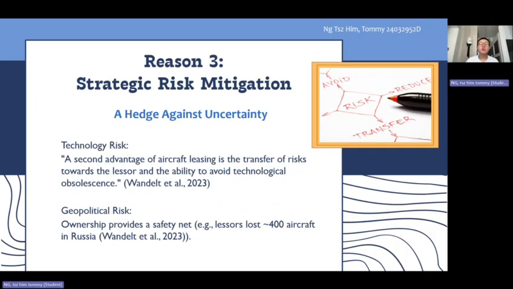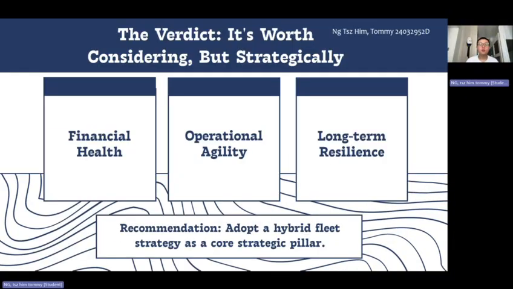Third is risk mitigation. Leasing reduces the risk of technology becoming outdated, which falls to the lessor. However, owning some planes protects you from other risks, like when a lessor lost hundreds of aircraft due to sanctions in Russia. In conclusion, is aircraft leasing worth it?